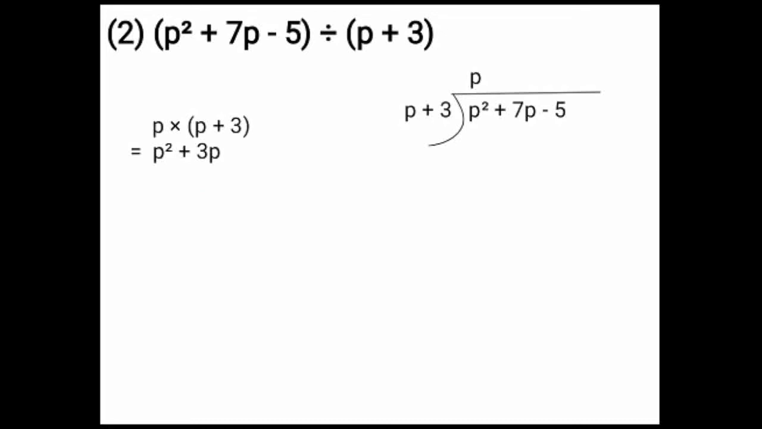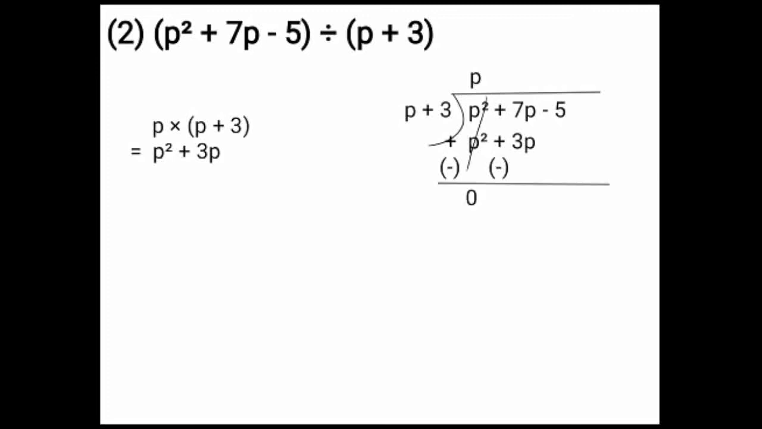Number with variable p, you have to arrange it vertically here. Plus p square plus 3p, plus become minus. Here also plus become minus. p square minus p square get cancelled, because p square minus p square is 0.